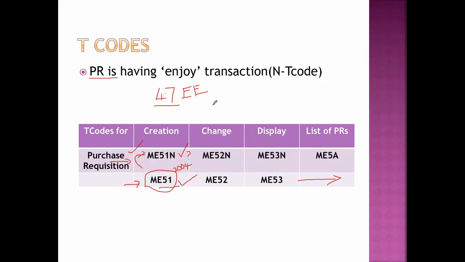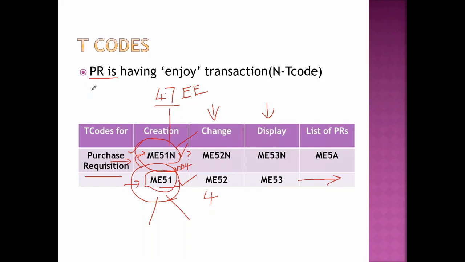Understand, sir? I am requesting you, once we create, how to change and how to display, please try this also while you are practicing. So let us start by using this T code, how to create the PR. Again, it is two types: one is internal and one is external. Again, this is also two types: internal and external. Totally four types of documents we are going to create as PRs.